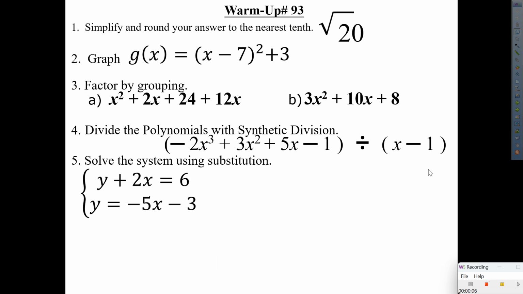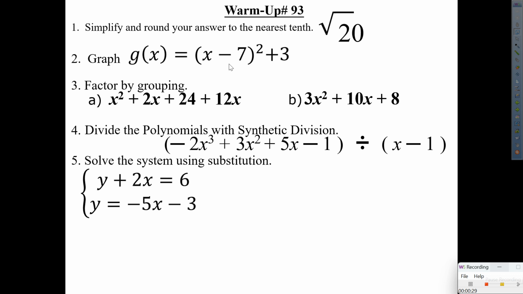Let's get started, please. Today being a minimum day, we don't have a lot of time, so stay focused. We are moving on today, so everybody go like this. Bear with me, because it's going to get interesting today. Copy and go. With that said, warm-up number 93 was square root of 20.